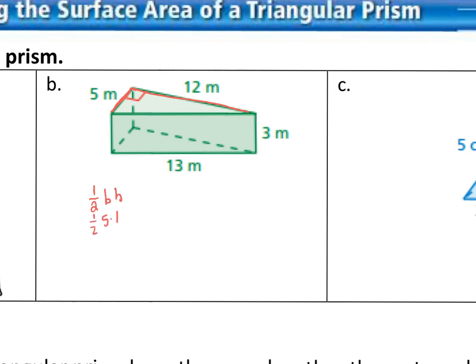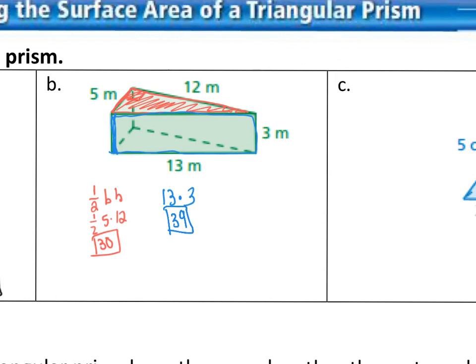1/2, 5 times 12. Okay, so 5 times 12 is 60, and then if you divide that by 2, you should get 30, okay? So the area of this triangular section is 30 meters squared. Next, I'm just going to do the one that's right in front of me, okay? This big, long side. It has a base of 13 and a height of 3. Okay, so 13 times 3 is 39, and we got that all good to go.